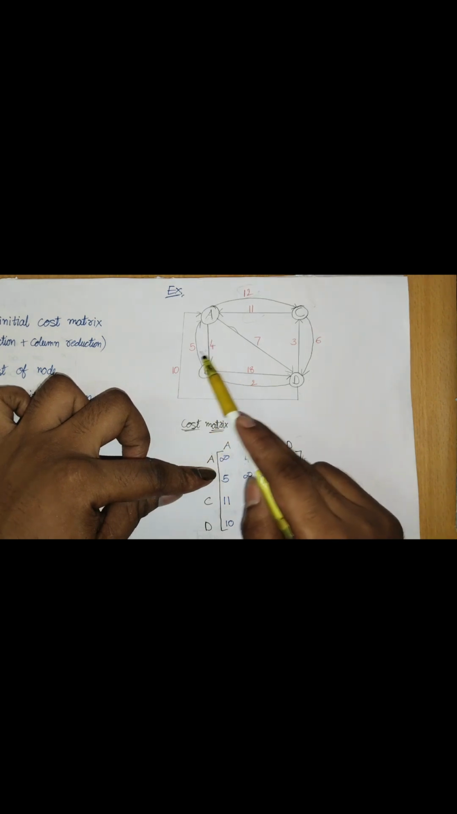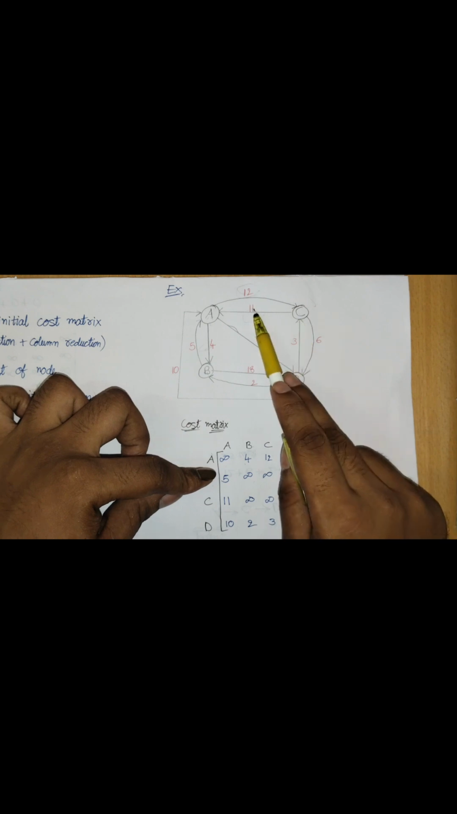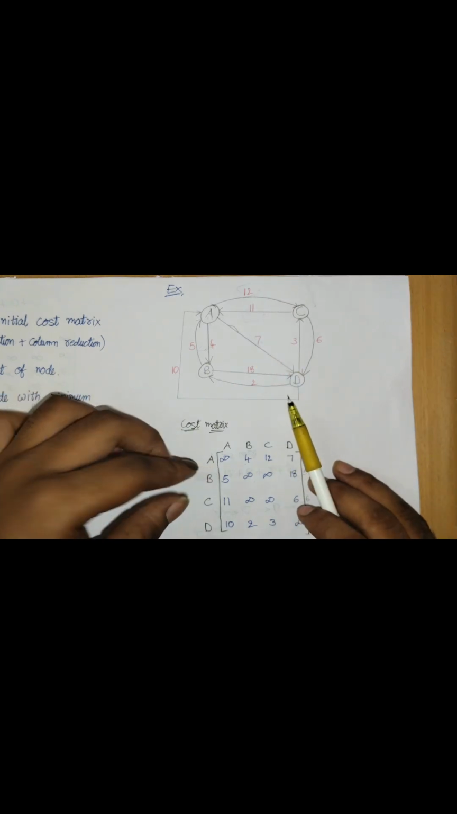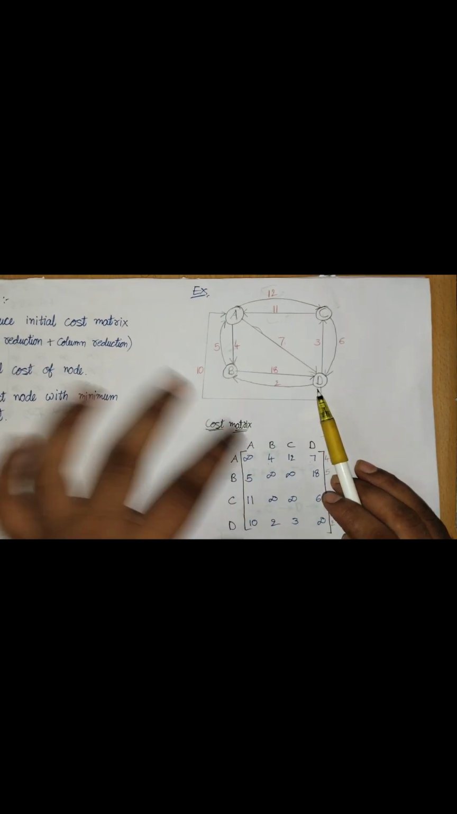Now A to B, the edge is 4. Okay. A to C, the edge is 12. A to D, the edge weight is 7. Okay, 7. So like this you have to fill each and every row and column. This is the initial cost matrix. Now we got the cost matrix.